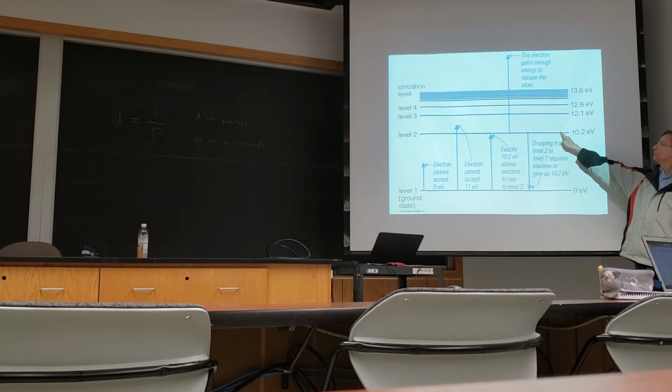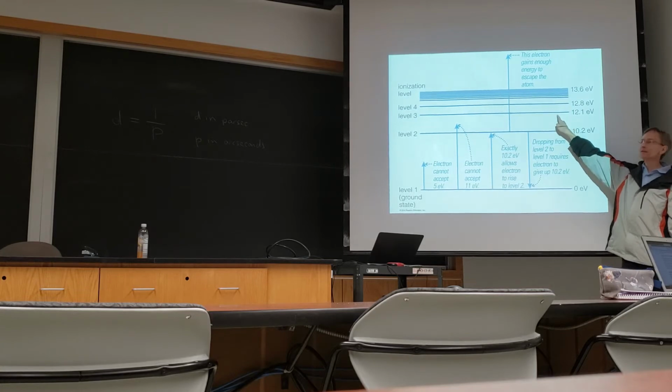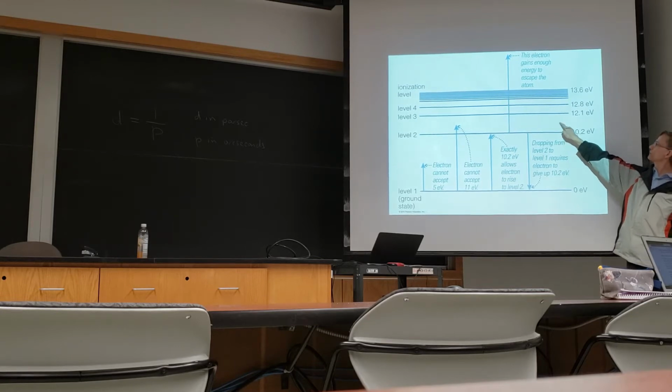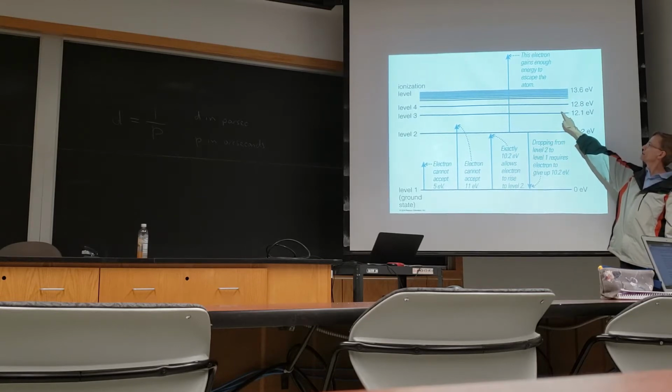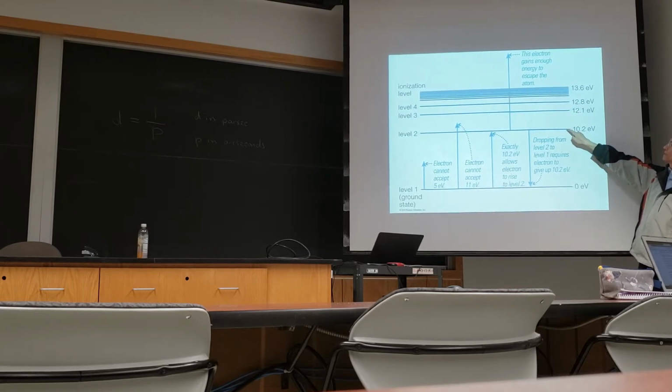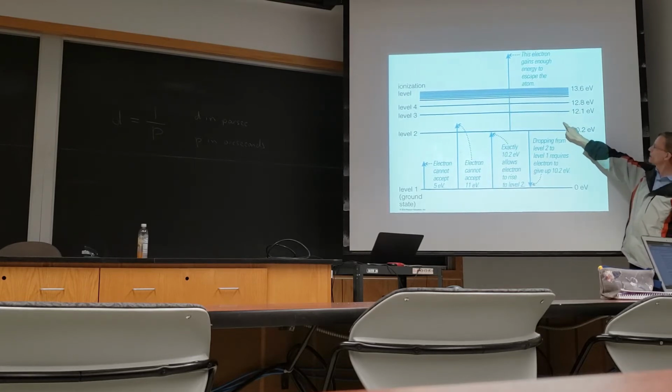So if a photon comes along with 1.8 electron volts, what happens? If it comes along with 1.9 electron volts, what can happen? It can jump up to level 3. What if it's got 2 electron volts? That would be too much to go to level 3, not enough to get to level 4. But 1.9 electron volts could take the electron in level 2 right up to level 3.